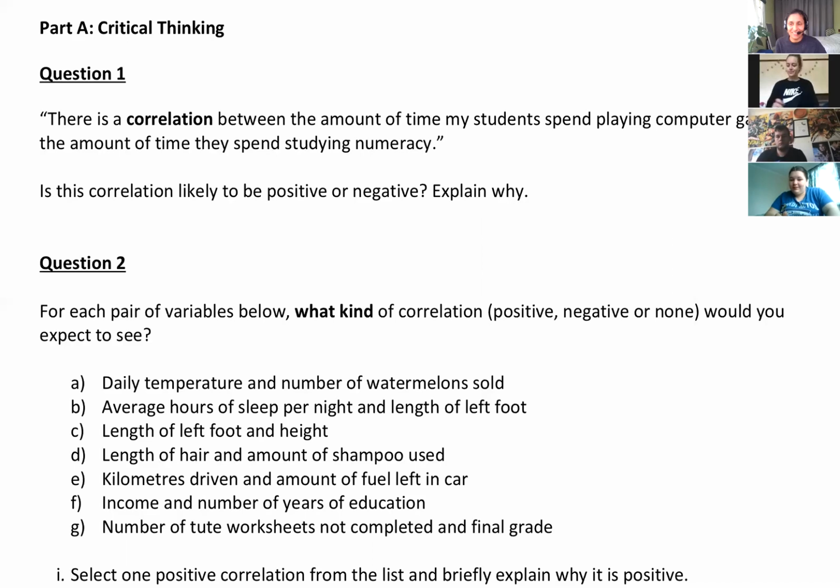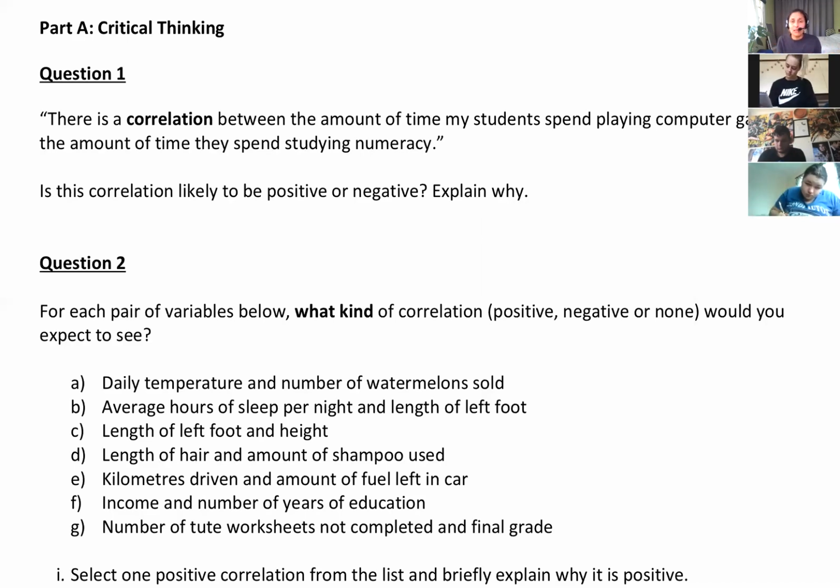Low. Okay, so if someone spends a lot of time playing computer games, you would expect that would leave them not very much time to study numeracy. So when you've got that kind of situation where the two variables work against each other, that's a negative correlation. You can say it in a different way.